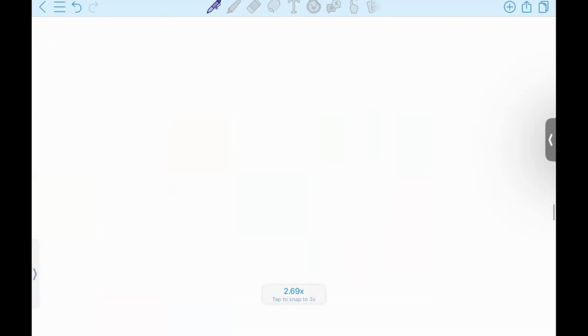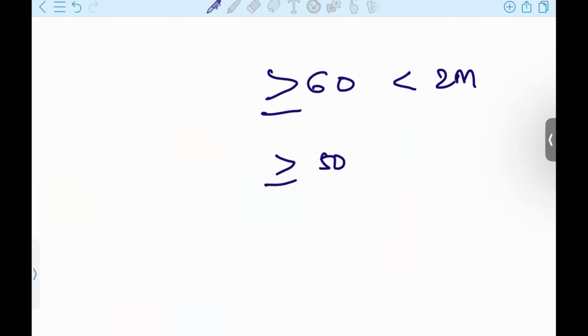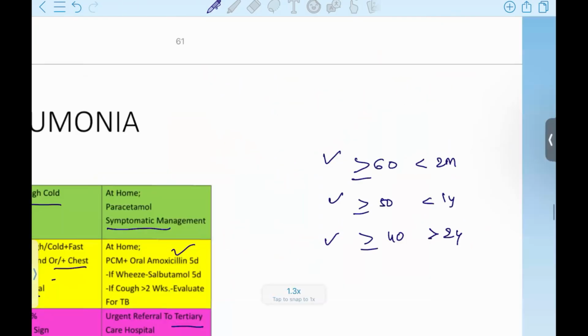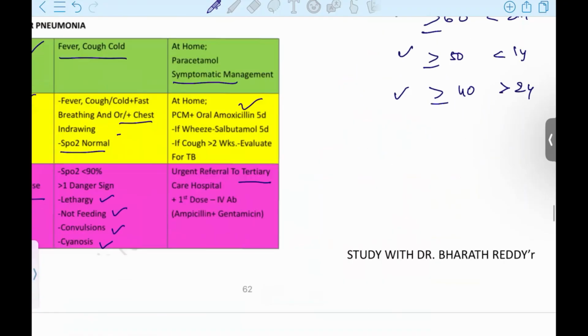And also one more question: what is fast breathing? It is a rate of more than 60 in babies less than 2 months, more than 50 in babies less than 1 year, and more than 40 in children more than 2 years. If any of these conditions is present, that is fast breathing and should be considered a risk for pneumonia.